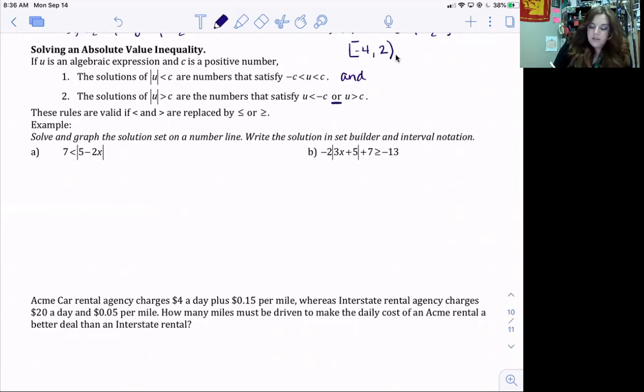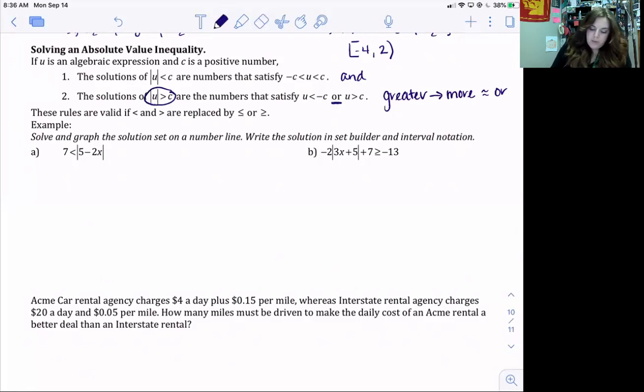Okay. Here's the easiest way to remember it. Greater than. So greater is the same thing as more. And more sounds like or. Okay, so again, these rules are completely valid if we have less than or equal to or greater than or equal to. It's going to be the same.